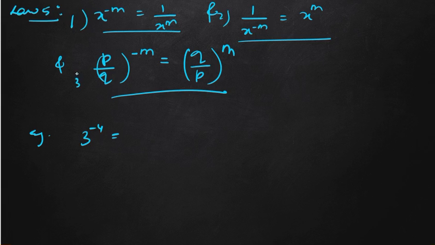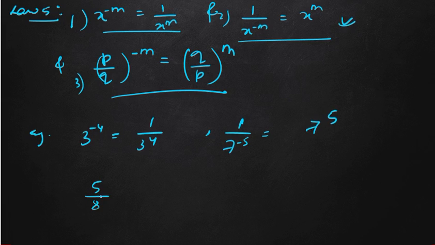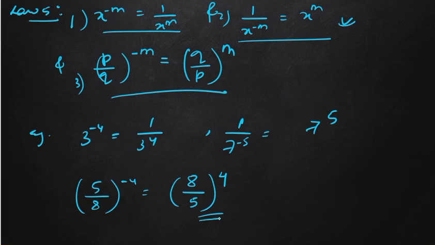So if you compare it with the first one, second and third, this can be written as 1 by 3 power 4. Similarly, if you see another example, 1 by 7 power minus 5, this can be written as 7 power 5 using the rule 2. And similarly, 5 by 8 power minus 4 can be written as 8 by 5 power 4. So like this.